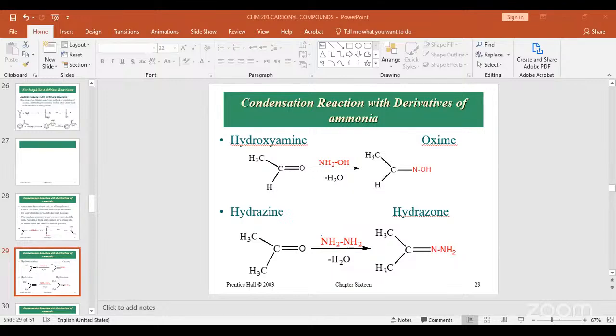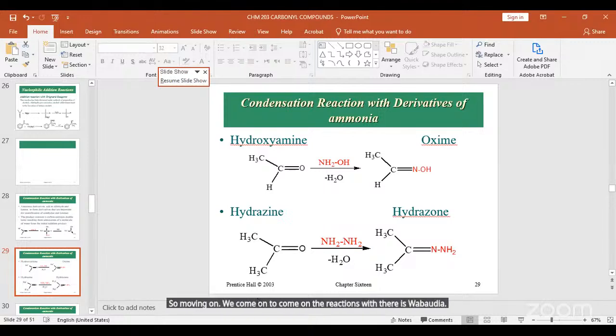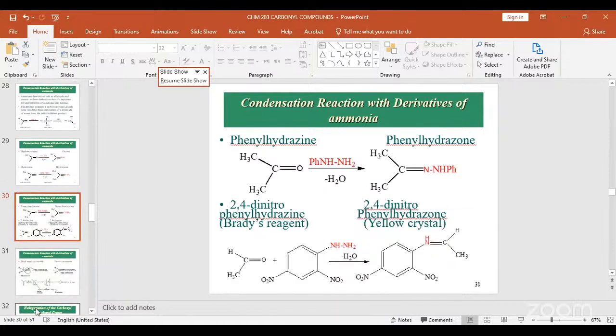So moving on, we come to the reactions with derivatives of ammonia. Like I said the other day, we have hydroxylamine; the general name of the product is an oxime. Hydrazine will give you hydrazone. Phenylhydrazine will give you phenylhydrazone. And of particular interest is Brady's reagent.